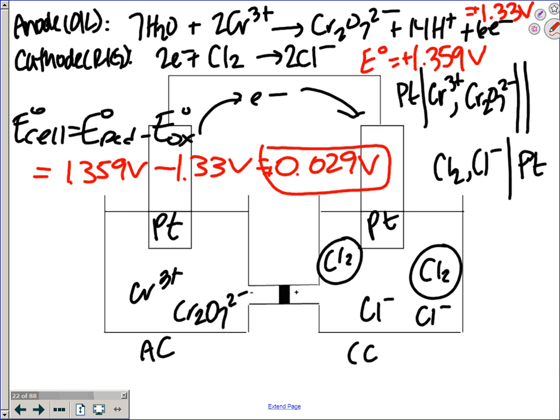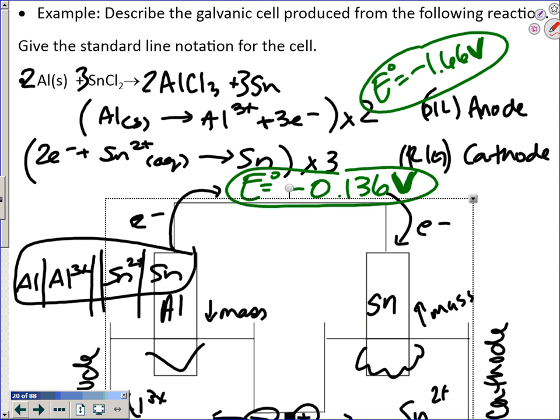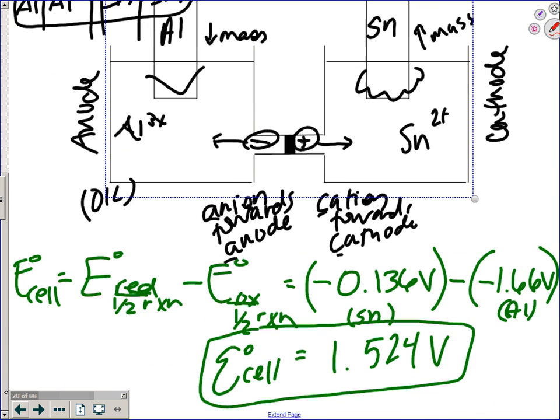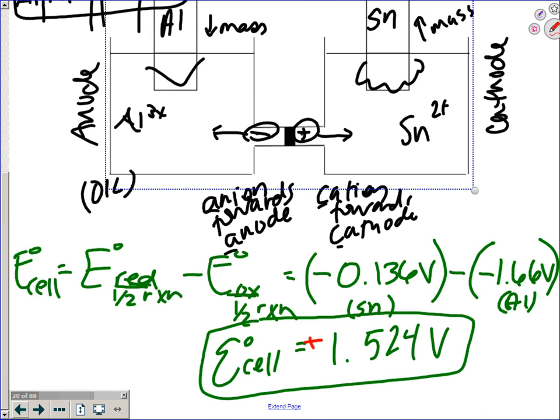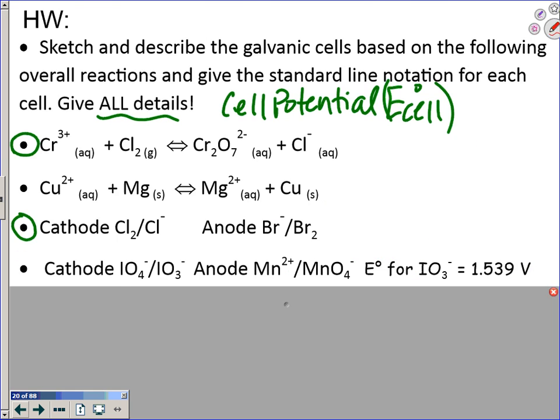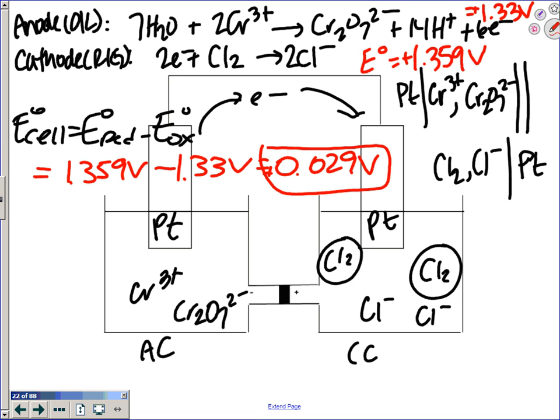Okay, so both times we have found cell potential, they have been what here? Positive. Okay, so this was the cell potential. It was positive, right? And then this one is positive. So what do you know about galvanic cells? They will always make a positive cell potential, okay?